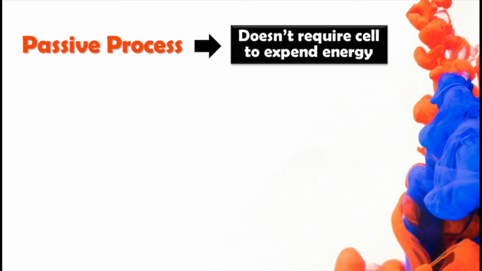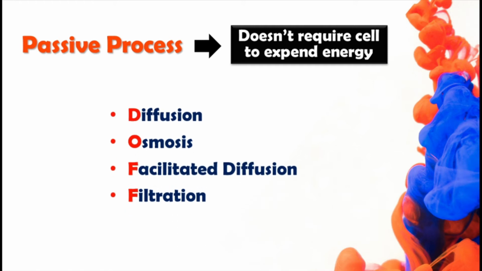Now, we need to understand also your passive processes. Okay, your passive processes, as I mentioned earlier and based on the video I played, are processes that do not require the cell to expend energy. So there is no energy expenditure at all. So what are the basic examples of your passive process, or passive transport mechanism?